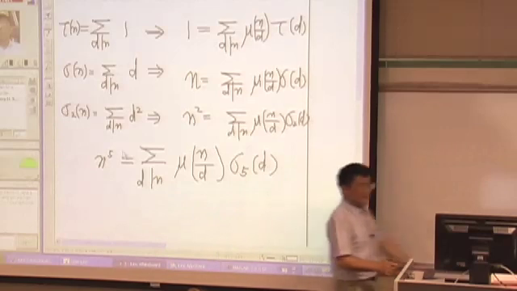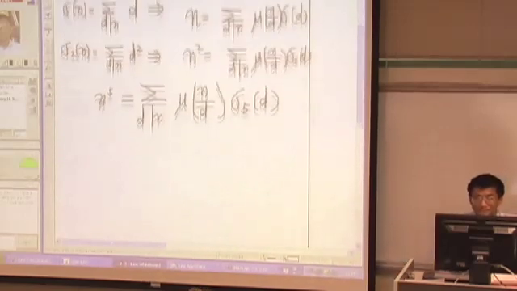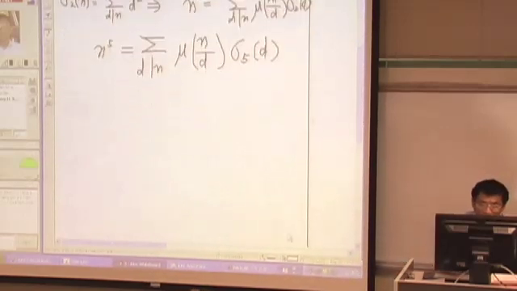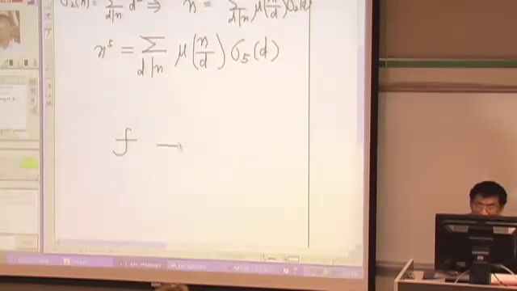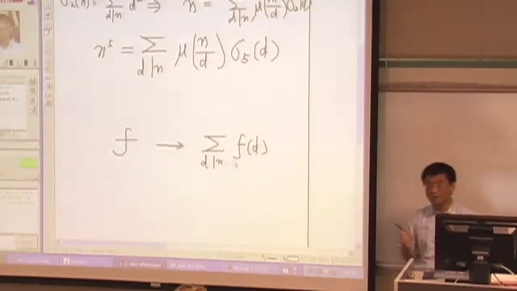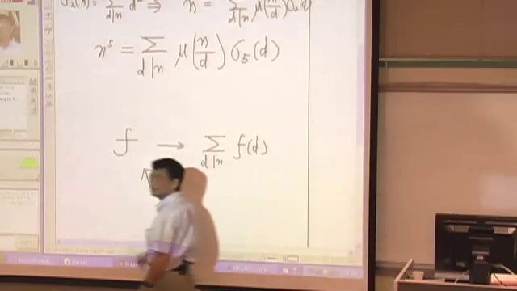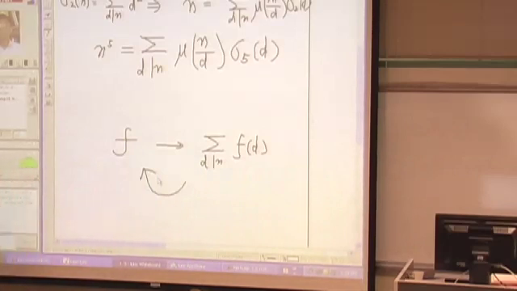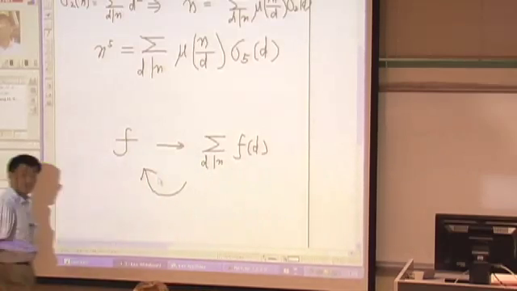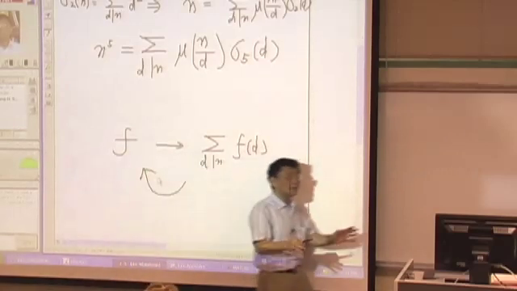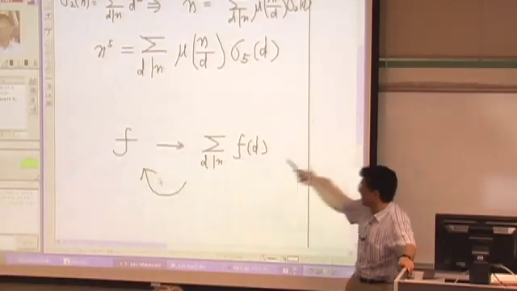Now, as I mentioned before, if f is multiplicative, then the sum of f is multiplicative, right? Do you remember this? If f is multiplicative, this is multiplicative. And then the other direction will be proved by the Mobius inversion formula. By the Mobius inversion formula, this is a very trivial direction. It is almost identical to the one that I did with this direction.